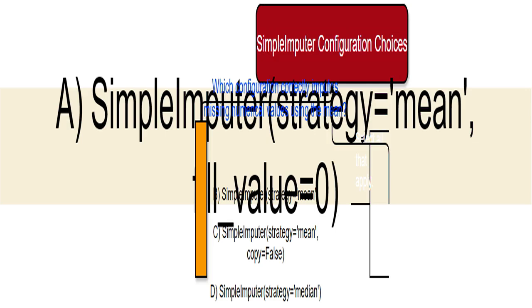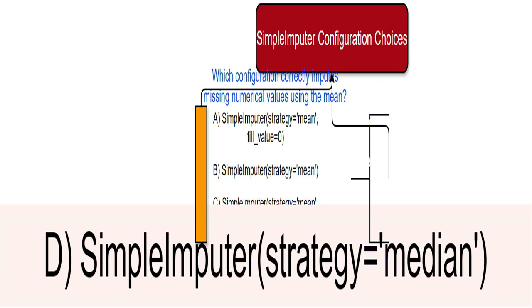Here, fill_value is redundant, because fill_value only applies to the constant strategy. The SimpleImputer will still correctly use the mean, but the fill_value parameter is ignored. This is incorrect. I selected the wrong strategy. I should have chosen mean, not median. The SimpleImputer will calculate and use the median for imputation instead of the mean, providing the wrong answer to the question.